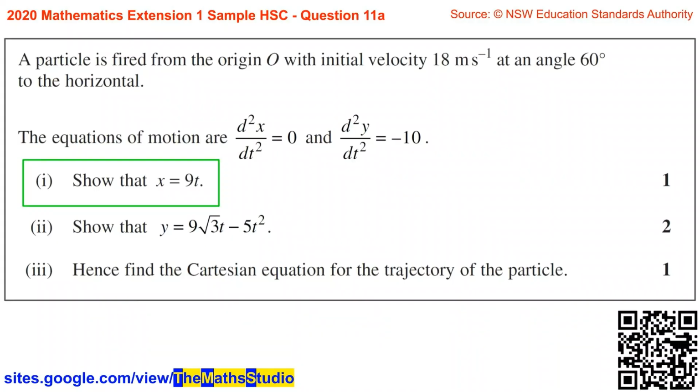Question 11a. A particle is fired from the origin O with initial velocity 18 meters per second at an angle of 60 degrees to the horizontal. The equations of motion are d squared x/dt squared equals 0 and d squared y/dt squared equals negative 10. Part 1. Show that x equals 9t.